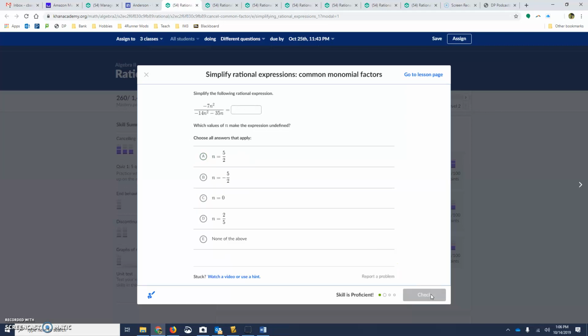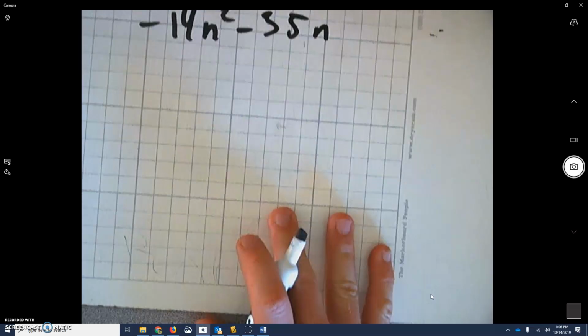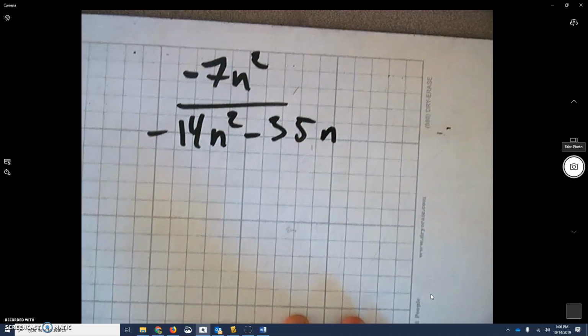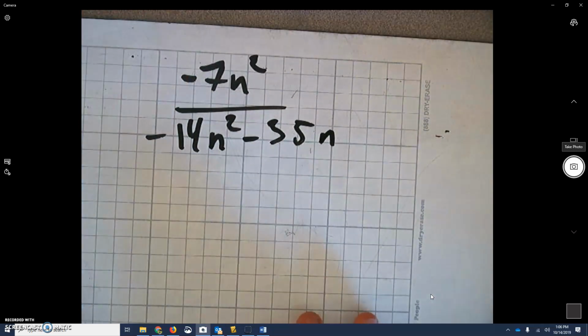All right, negative 7n squared over negative 14n squared minus 35n. All right, so we're going to factor out. The top is a monomial. We can't factor out immediately. Actually, it's a 7. It's prime, so we can't factor anything out.